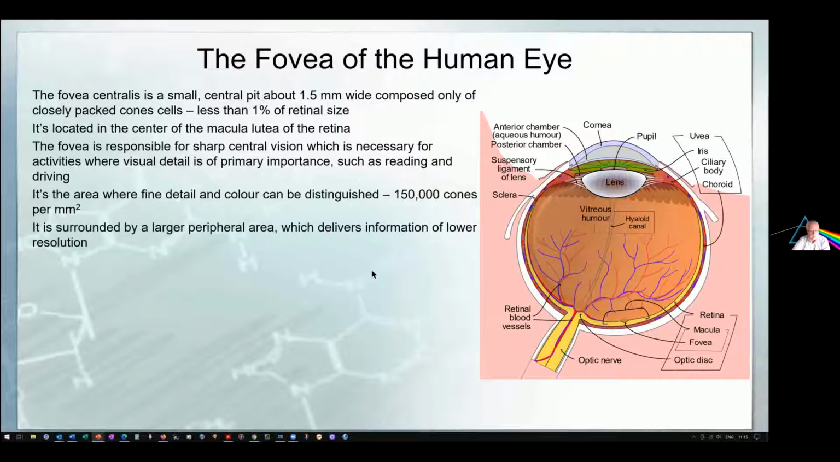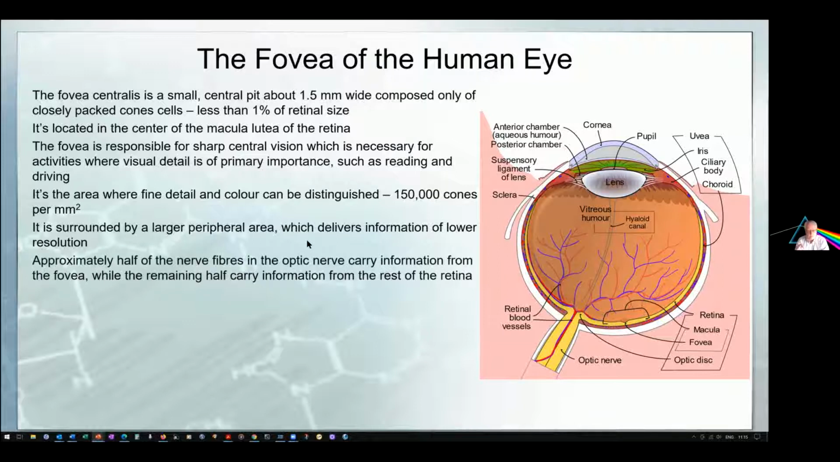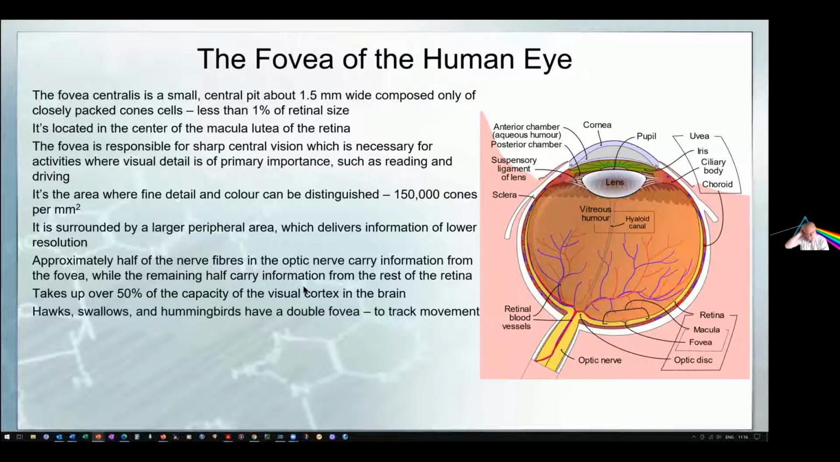And it's surrounded by a larger peripheral area, which gives information of low resolution. And approximately half the nerve fibers that go to the brain are connected to the fovea. So they carry 50% of the information and take up 50% of the visual cortex in the brain to process information just coming from the fovea, this tiny little spot. Hawks, swallows, hummingbirds have a double fovea, and that enables them to track movement much better.